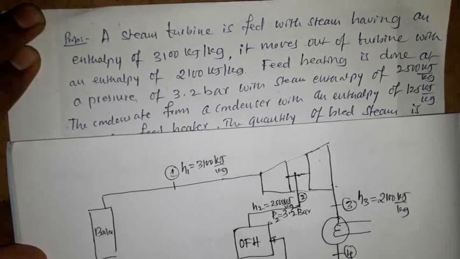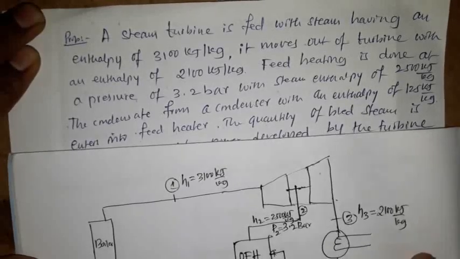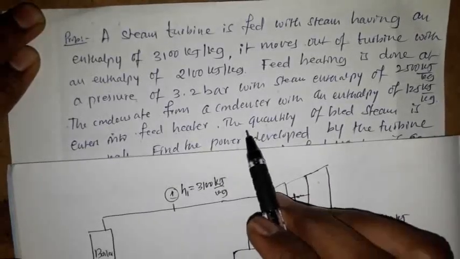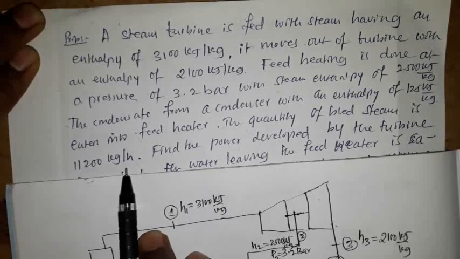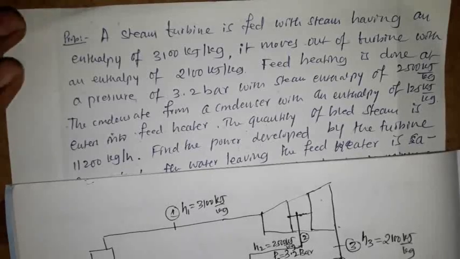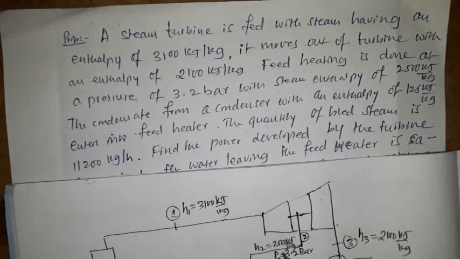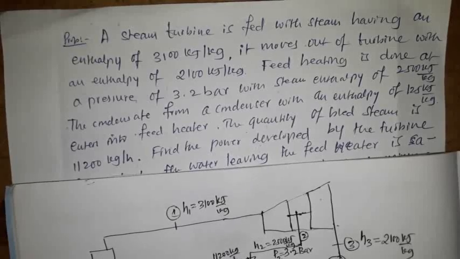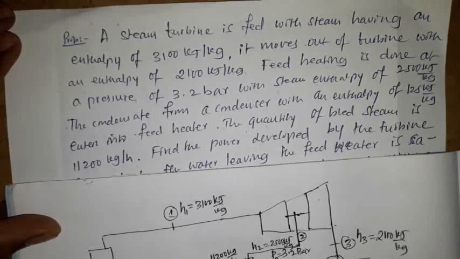So that is H5, that is hf5, is 125 kJ per kg. The condensate from the condenser with this enthalpy enters the feed water heater. The quantity of bled steam is 11,200 kg per hour. The quantity of steam means in 1 hour, we are bleeding 11,200 kg per hour. That is, 11,200 kg of steam is bled from the turbine and supplied to the feed water heater in 1 hour.